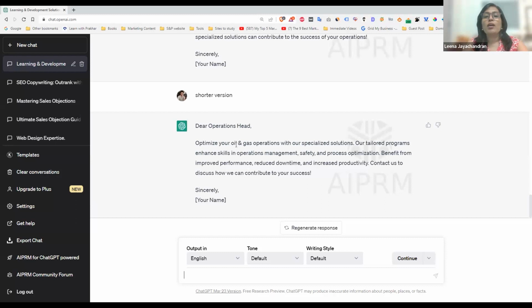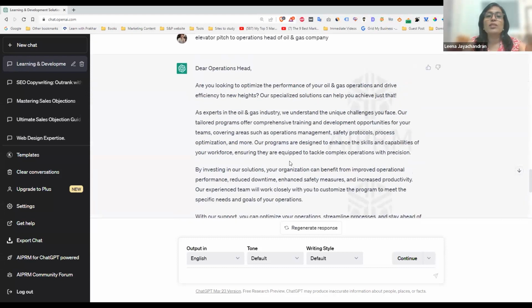It's talking about oil and gas with our specialized, our tailored. So if you go up, it talks about the problem. Slightly go up on the main message. It talks about efficiency. As specialized and expert in oil and gas, you understand the unique challenges you face. It's talking about, I understand the unique challenges.